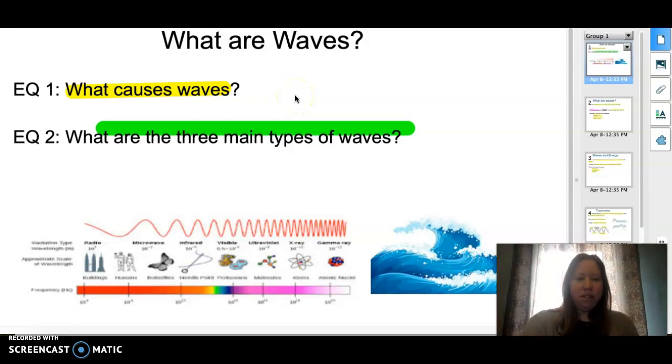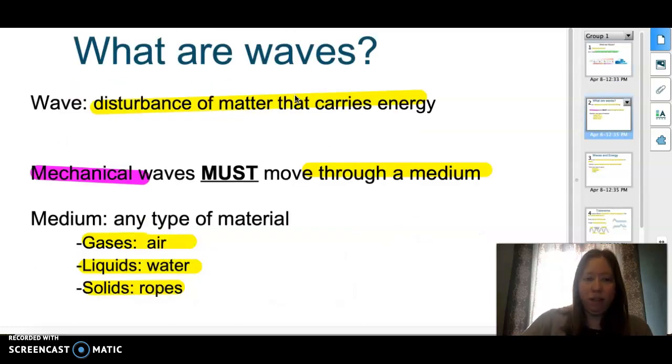All right, so in these video notes, we are going to be introducing what waves are, what causes waves, and what the three types of waves are. So first of all, what is a wave? A wave is basically a disturbance of matter that's carrying energy through the matter. So we call this a mechanical wave.